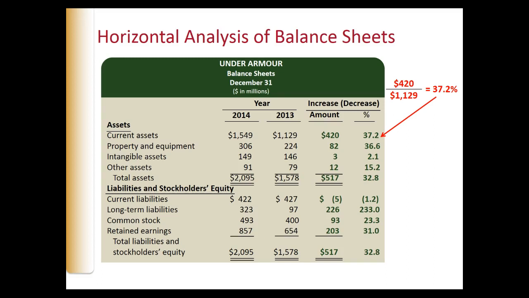Besides reinvesting profits in the company, Under Armour is funding its growth with both long-term debt and issuing additional shares. Long-term liabilities increased by $226 million, and Under Armour had a stock offering again in 2014, as reflected in the $93 million increase in common stock. Retained earnings increased $203 million, or 31%, due primarily to net income of $208 million during the year, as shown on that previous slide.